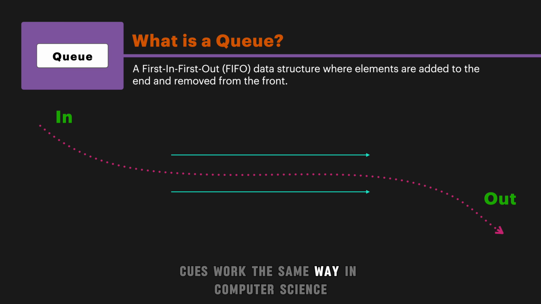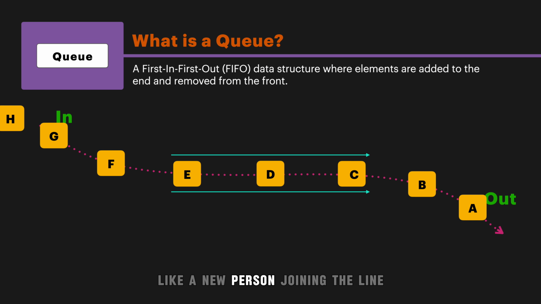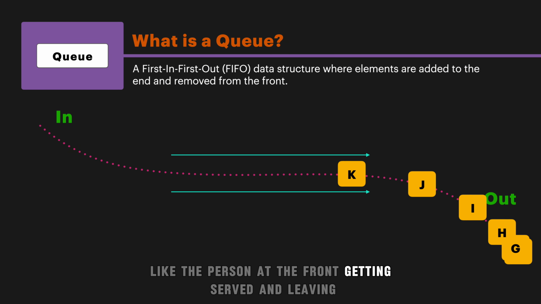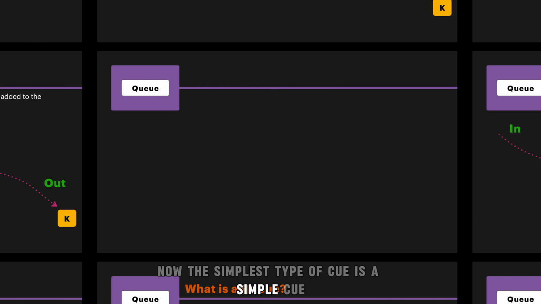Queues work the same way in computer science. We add things to the back of the queue, like a new person joining the line, and we remove things from the front, like the person at the front getting served and leaving. Now, the simplest type of queue is a simple queue.